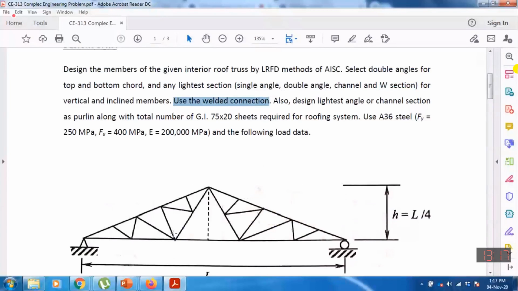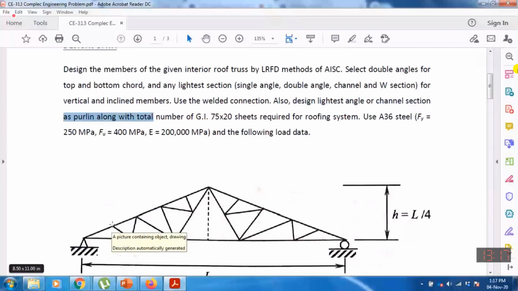After designing the truss, you also need to design the lightest single angle or channel section, whichever is the lightest, as a purlin. You also need to design the roof purlin, which will be placed at the panel points and connects the panel point of one truss to the other truss. It is a roof beam connecting the panel points of two trusses.